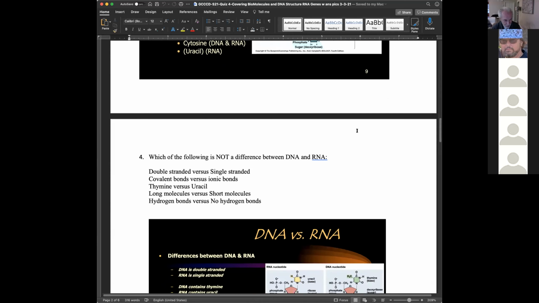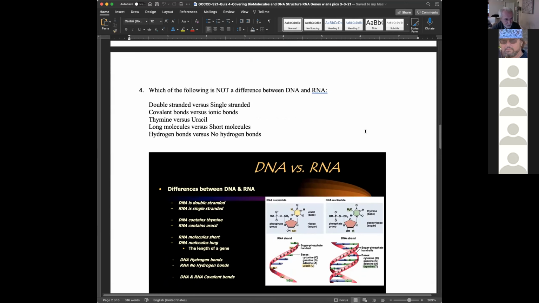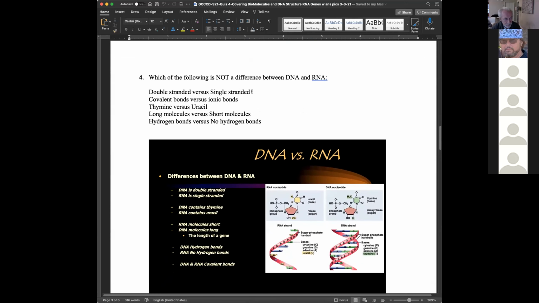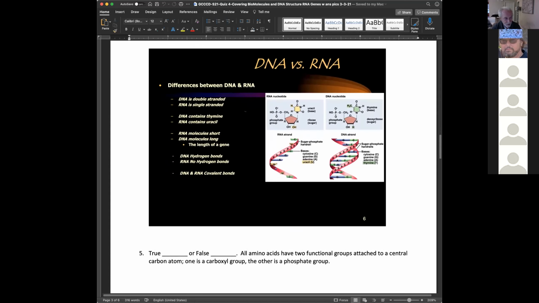Which of the following is not a difference between DNA and RNA? Well, the first one is a difference. They're single-stranded versus double-stranded. The second one is not a difference. Covalent bonds versus ionic bonds. Both DNA and RNA are chains held together by covalent bonds. So that is not a difference between them. Taken from this slide.